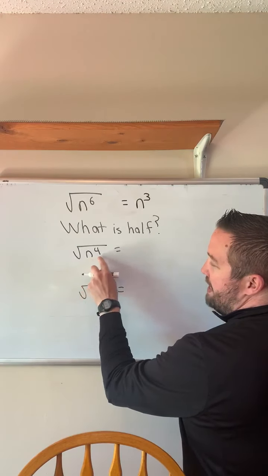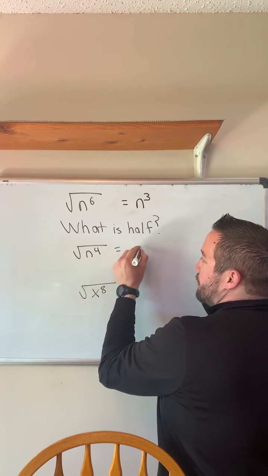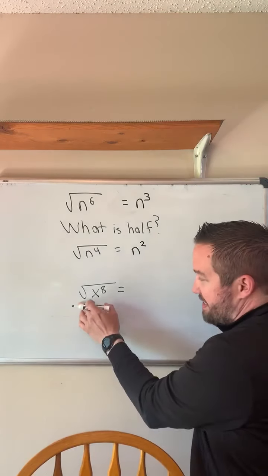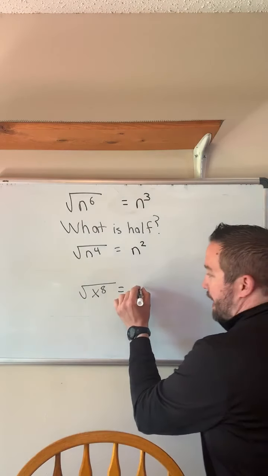The square root of n to the fourth, well, what is half of 4? It's 2, so the answer is n squared. The square root of x to the eighth, well, what is half of 8? It's going to be 4, okay?